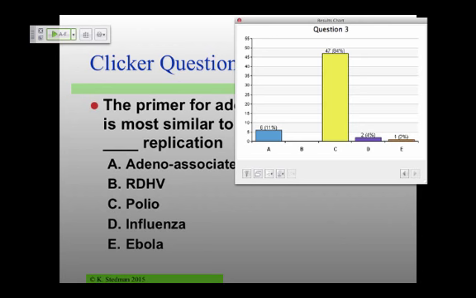So, linear single-stranded DNA viruses replicate with what kind of primers? DNA primers, because they have this bizarre secondary structure at the end, which folds around and gives you 3'OH. RDHV, what's the primer for this? We have absolutely no clue. For poliovirus, the protein. What about influenza? What's the primer for that?